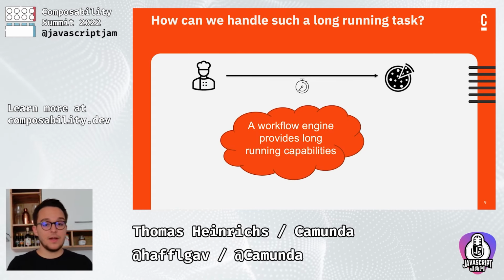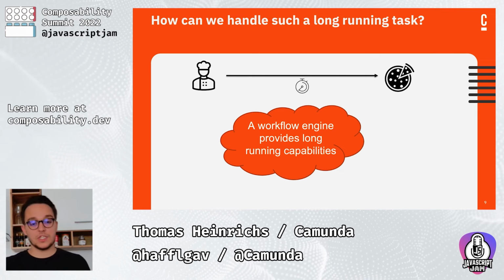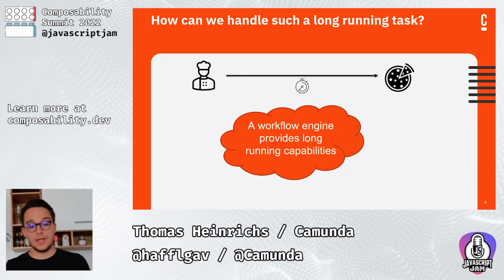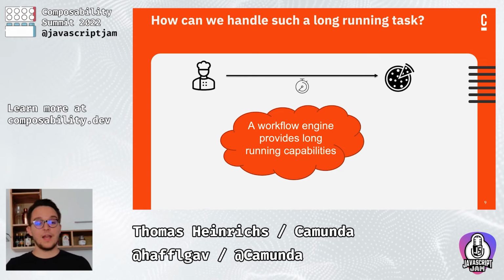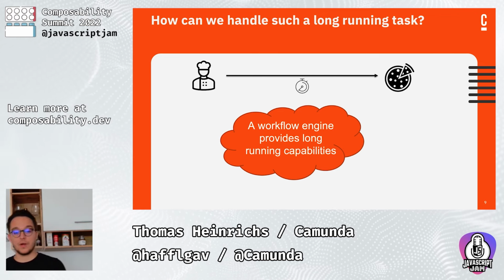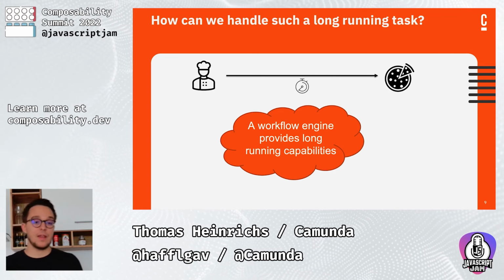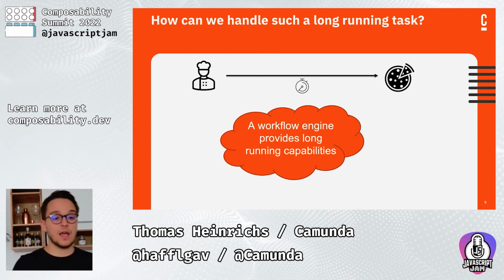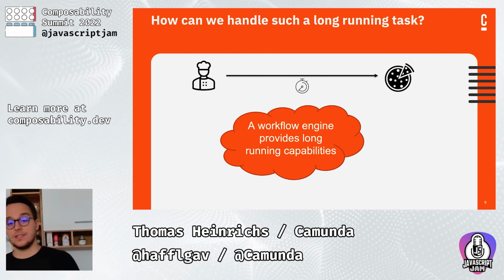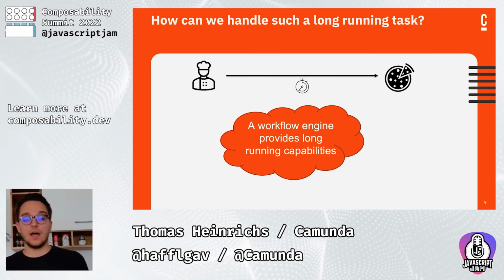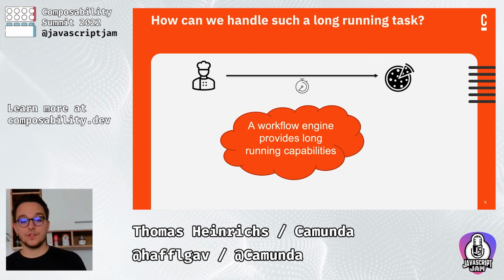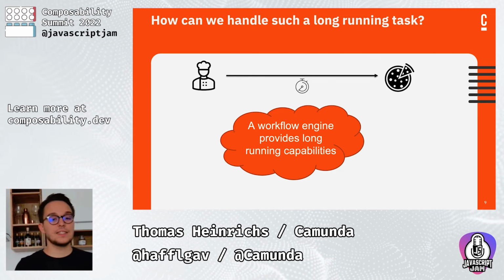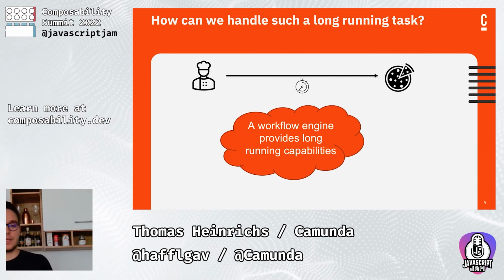That's where a workflow engine comes in handy. So what we do at Camunda, basically. A workflow engine provides these long-running capabilities, and there are many, many other workflow engines. Other examples are, for instance, AWS Step Functions, Temporal, and all these kinds of orchestration tools do provide similar possibilities.